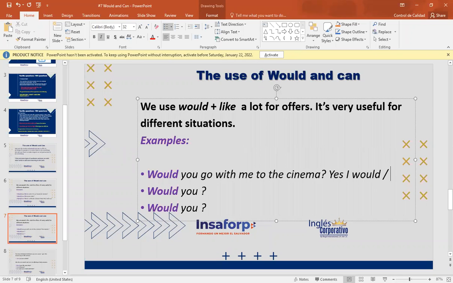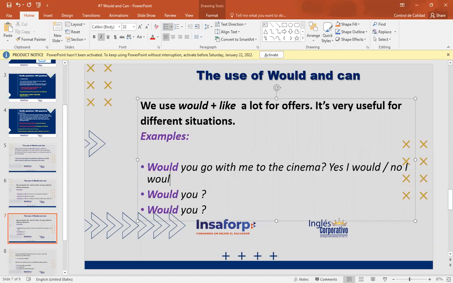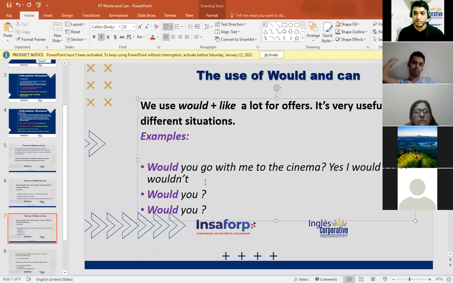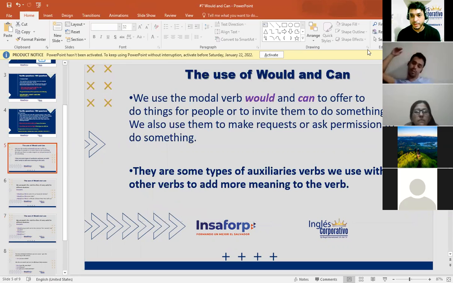Or no, I wouldn't. That is the negative form to refuse a request. Yes, okay, I will, or no, I wouldn't. Or simply, we can say, no, I will not. So is it clear now that we can use another verb with will? Remember that we use that to make offers, and also to invite people.